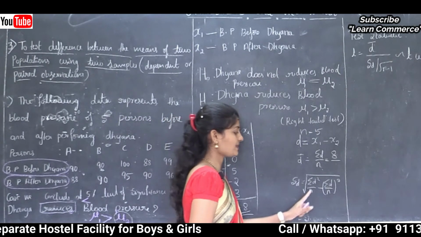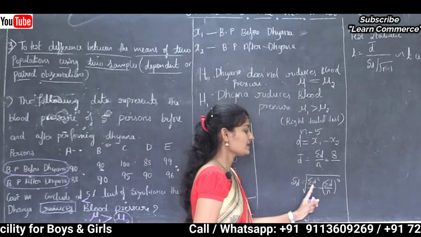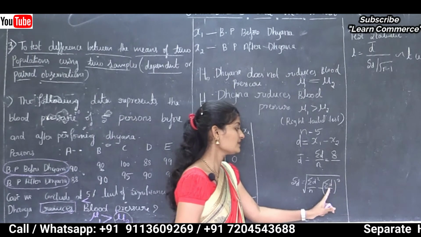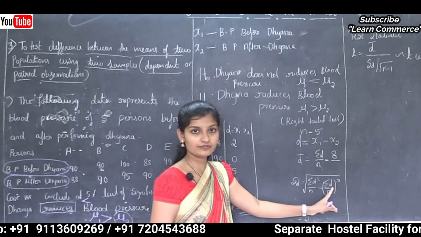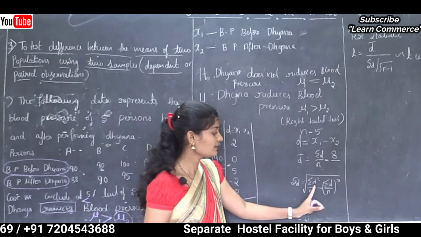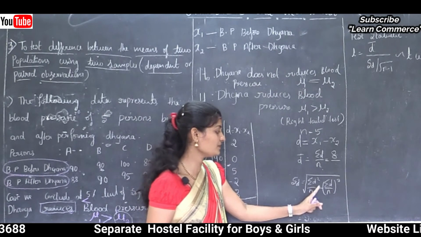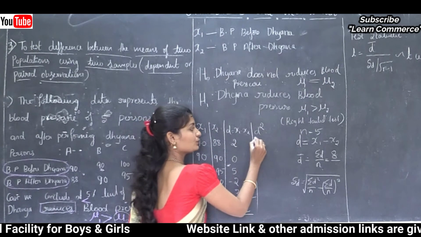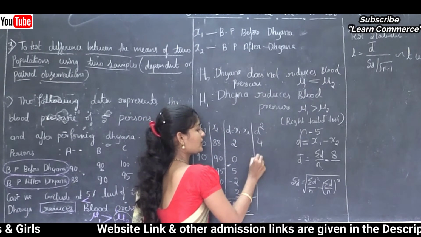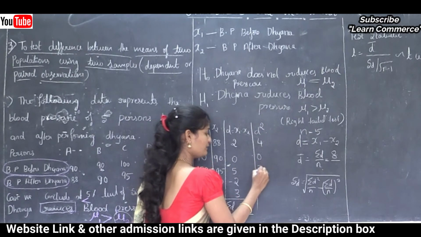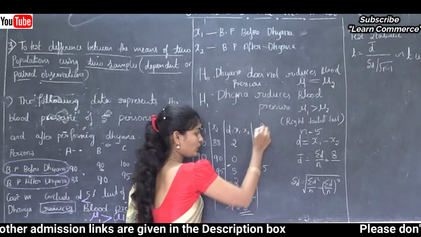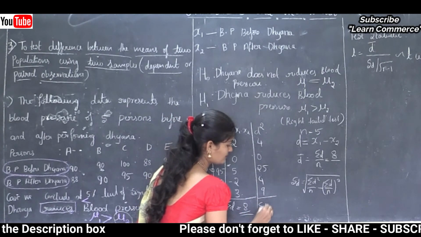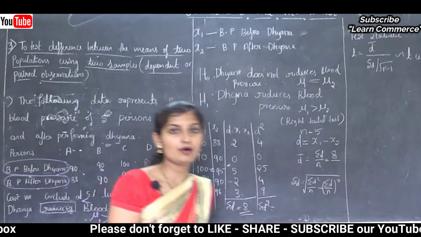See the formula: standard deviation is the square root of summation d square divided by n minus (summation d divided by n) whole square. We already found the sum of d. Next we are going to find the sum of d square. So the next column is d square. The first value 2, 2 square is 4, 0 square is 0, 5 square is 25, then minus 2 square is 4, 3 square is 9.